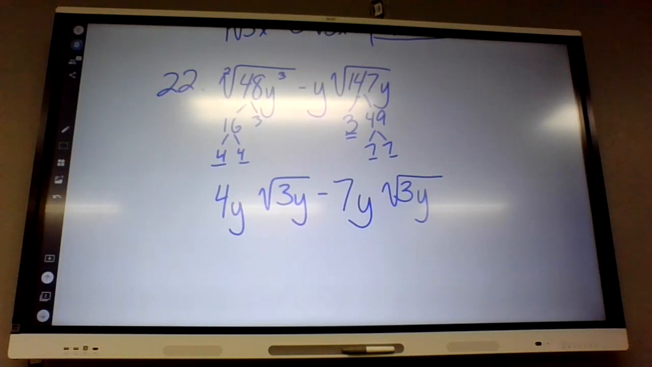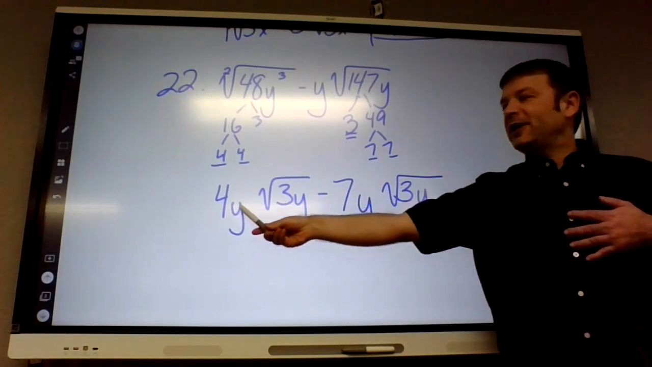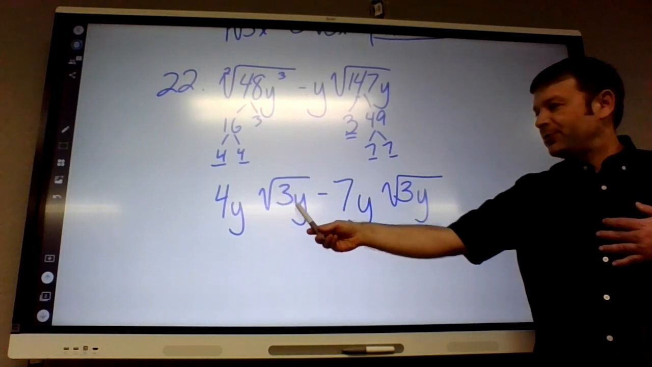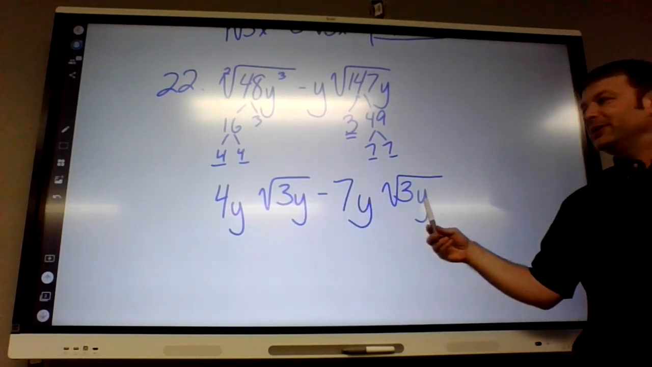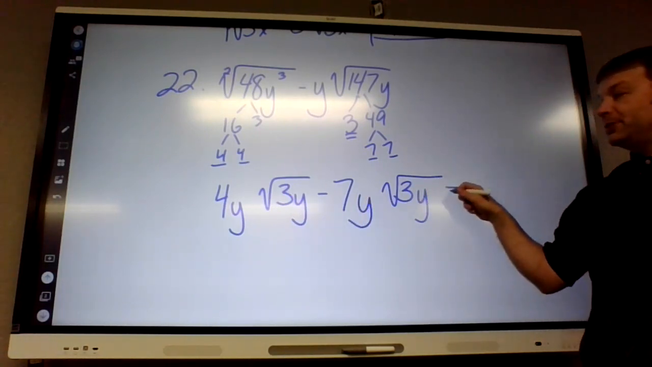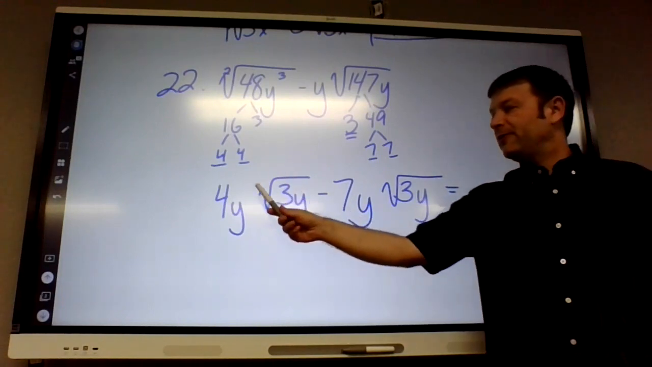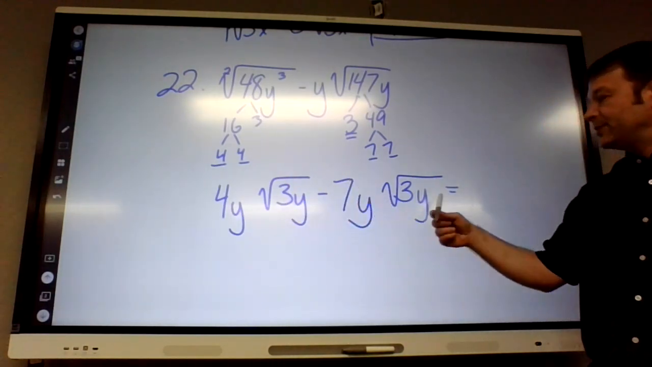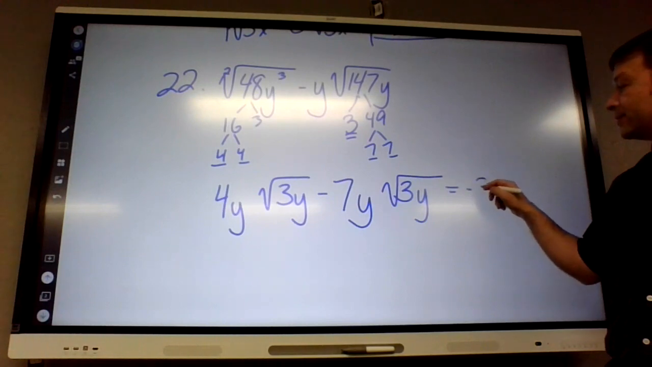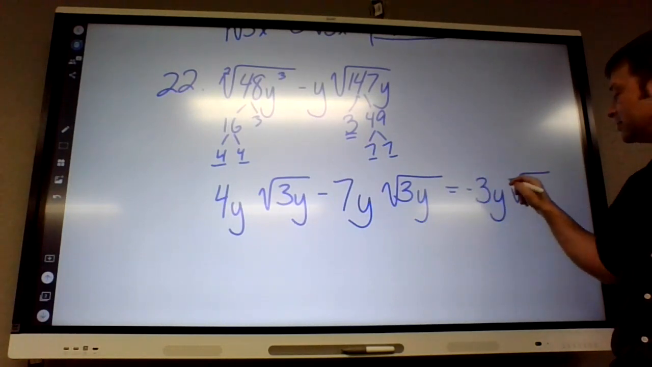Are these like terms? Yeah, all this stuff has to be the same. It has to be y square root of 3y and y square root of 3y. If all that stuff is the same, yes, you can combine them. So we have 4 of those minus 7 of those makes negative 3 of those.